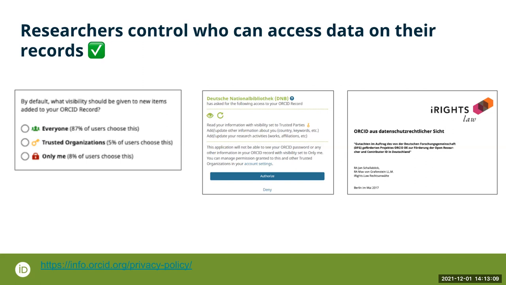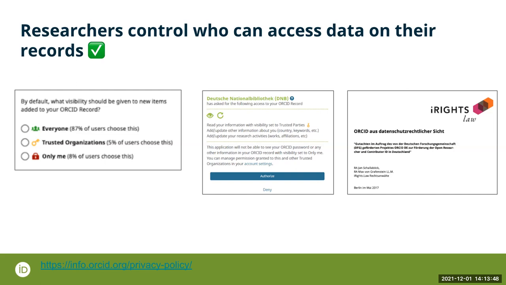So we have two possibilities to guarantee that researchers control who can access their data. On the one hand, when one registers for an ORCID ID, one can choose exactly the visibility, either to everyone, only to trusted parties, or only me, so completely private, for the whole record. But then each entry in the record can be changed. So each entry can have different access rights.